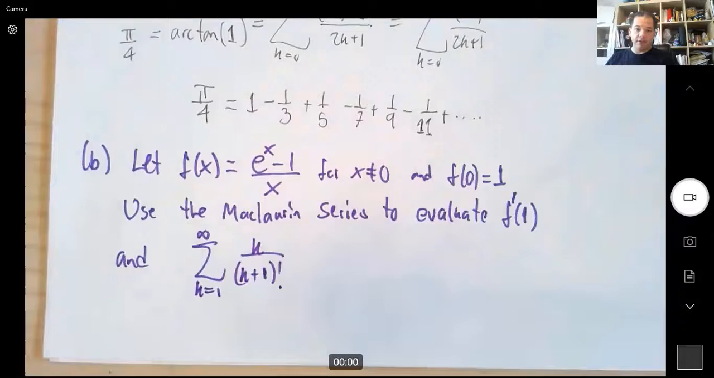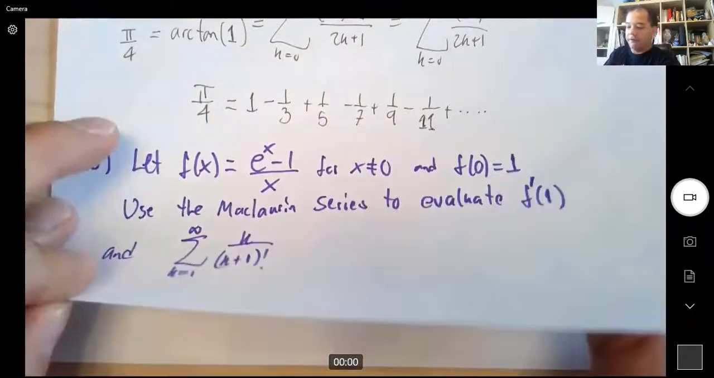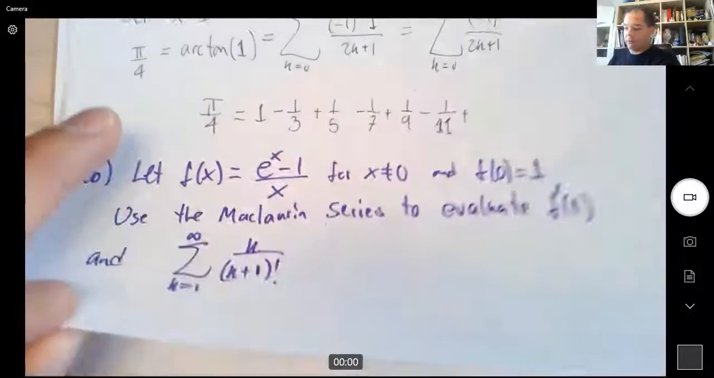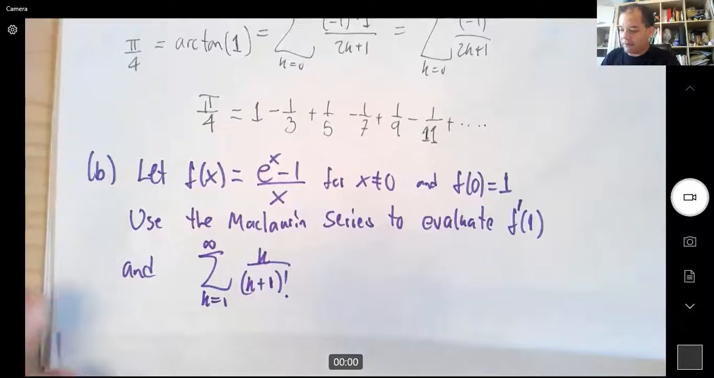All right, so let's start first by figuring out what is that power series. What is the power series, the Maclaurin series, for e to the x minus 1? Okay, and as usual, we start first with the one for e to the x. So what is the power series for e to the x?